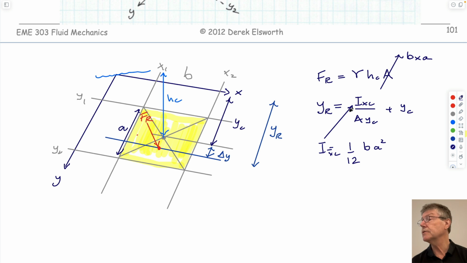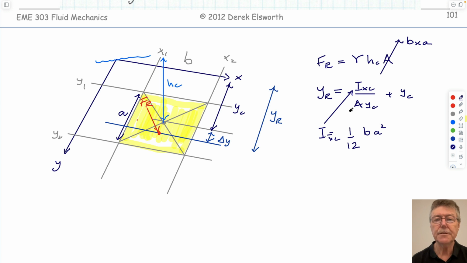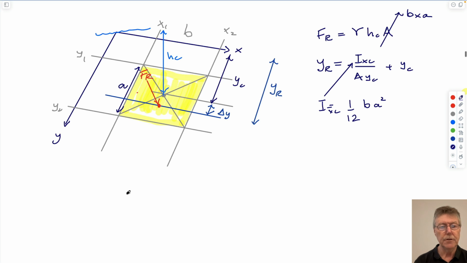And so those are standard results for us to use. Okay. I suppose the other thing that might be worthwhile doing is that we know some standard results.